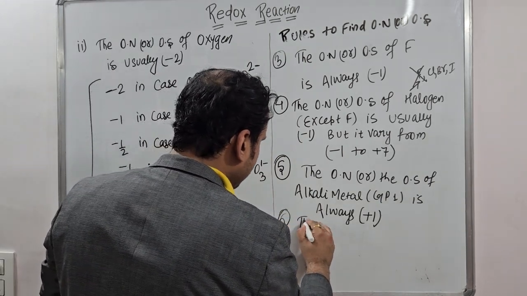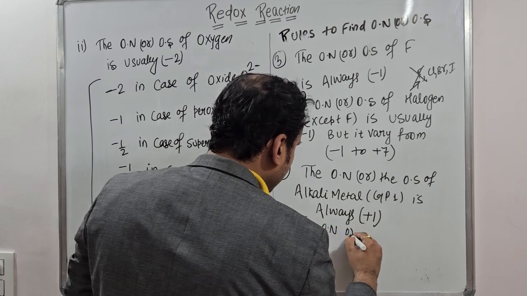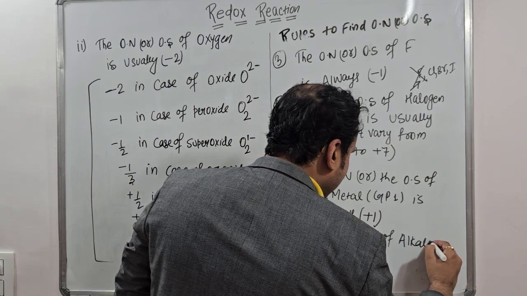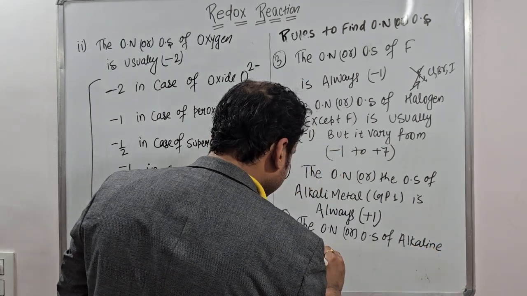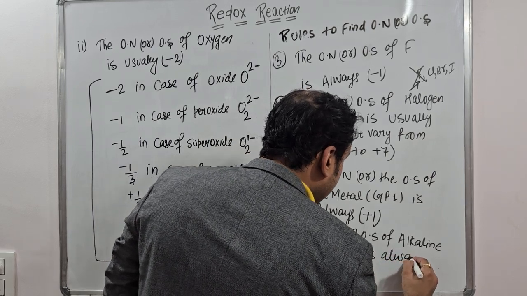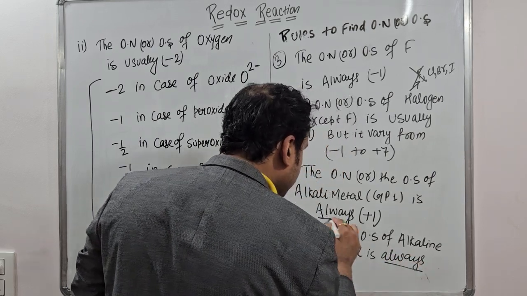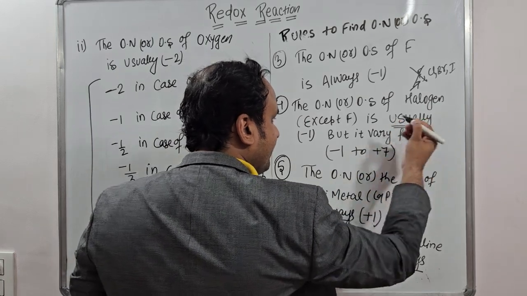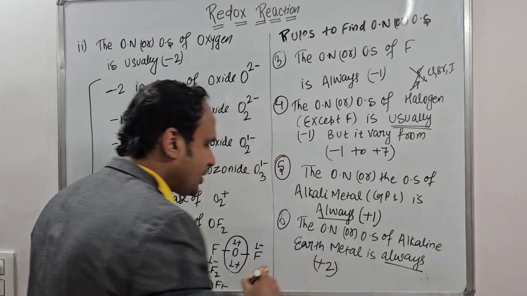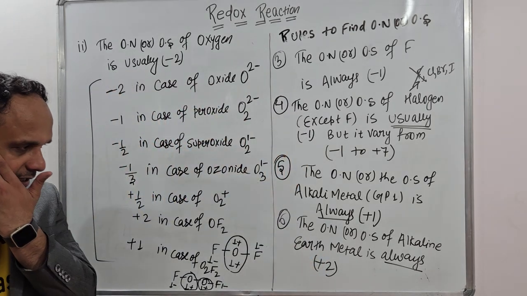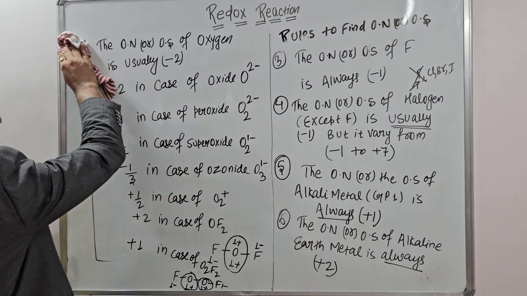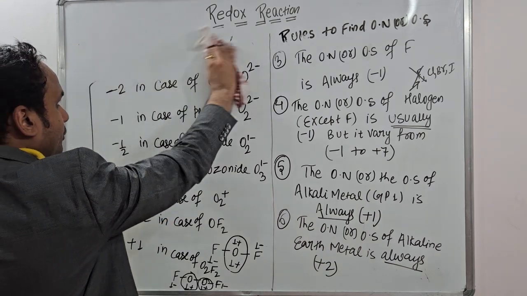Next point, the oxidation number or oxidation state of alkaline earth metal is always, again I am writing always. Always means 100%. Usually means it sometimes varies, sometimes different. Always +2. The oxidation number and oxidation state of alkaline earth metal is always +2. Right? This point you have already written. Can I erase this? Okay. Now come to the next point.